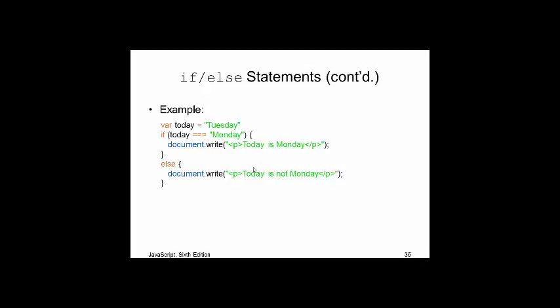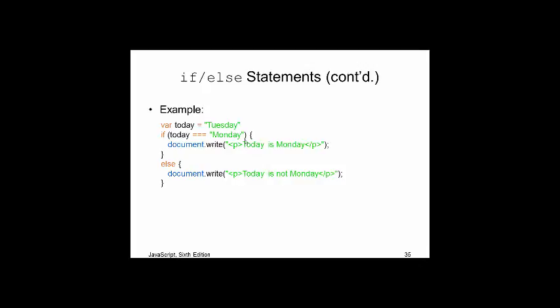I'll repeat the question. We have a variable, and we set the variable equal to the word Tuesday. We then test that variable to see if it's equal to Monday. Well, Tuesday does not equal Monday. Since this is false, the if block doesn't run. The else block will run. And if today was equal to Monday, then it would say today is Monday.